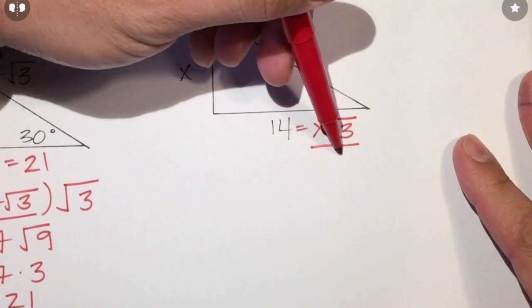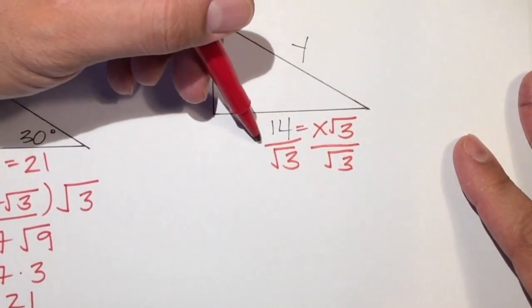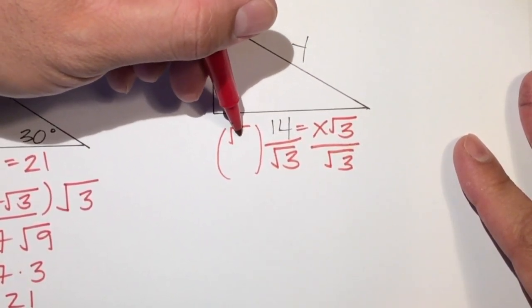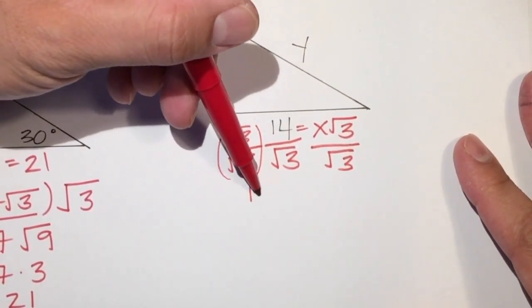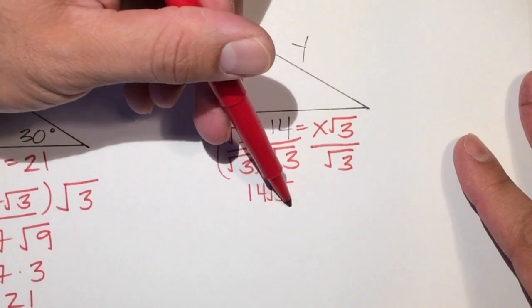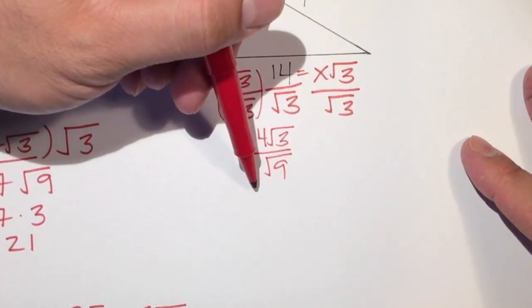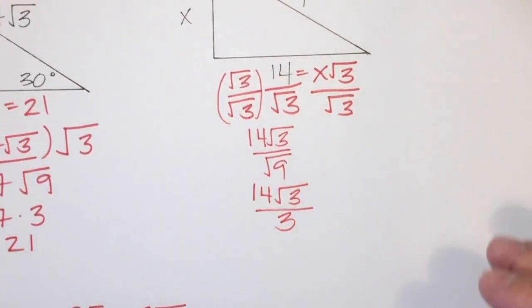Okay? And we want to divide both sides by radical 3. But we don't want a radical in the denominator. So we're going to multiply both the numerator and denominator by radical 3. This would turn out to be 14 radical 3 over radical 9. And to simplify that, that would be 14 radical 3 over 3.